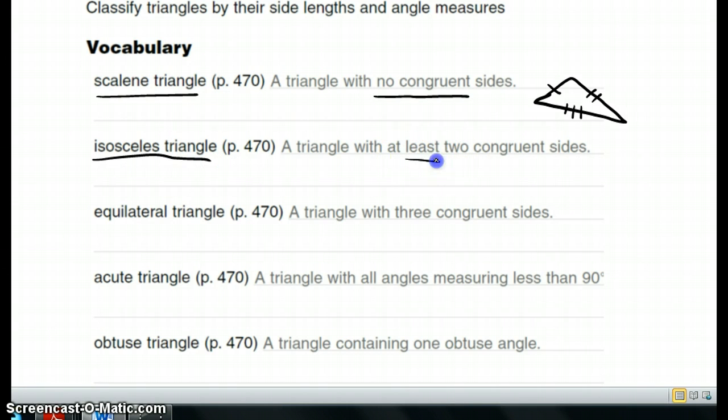The next triangle is isosceles triangle. It has at least two congruent sides. So when I think of the isosceles, I think of our tall, skinny ones, where this side is one measure and these two sides are equal.